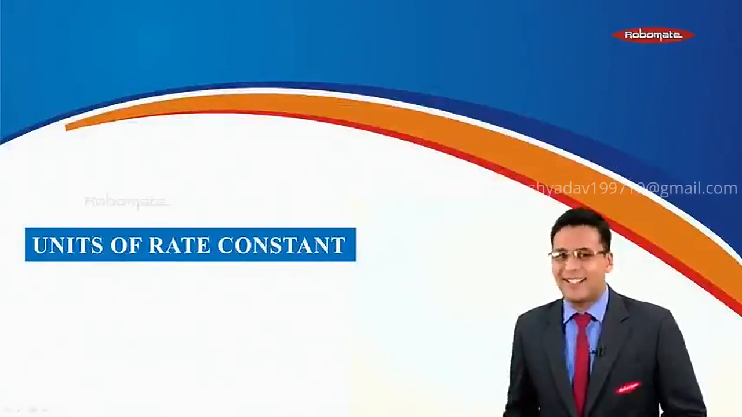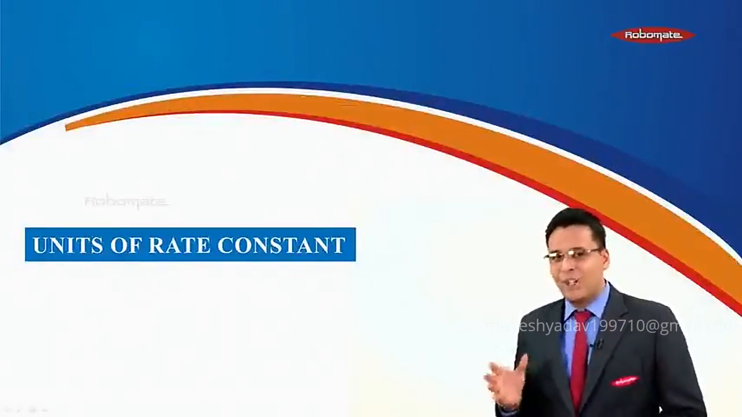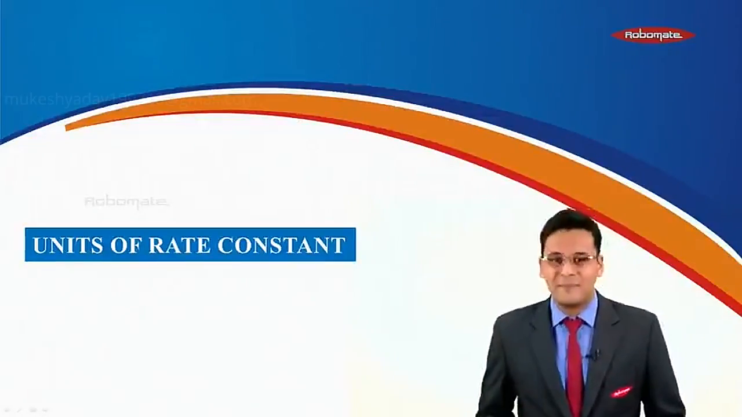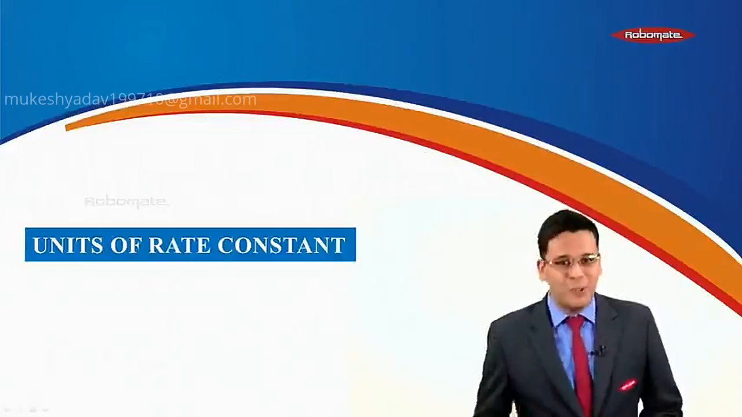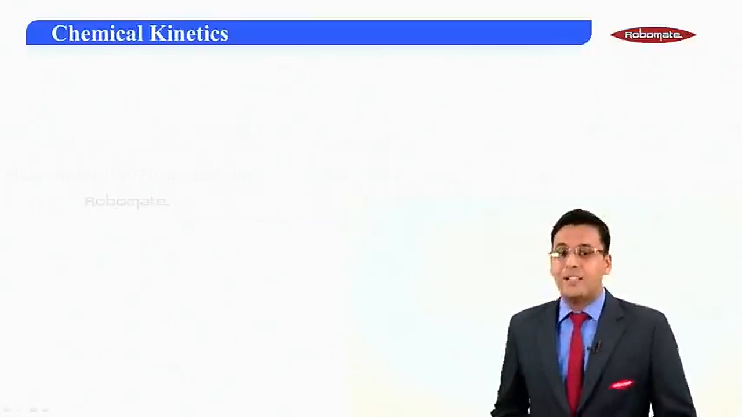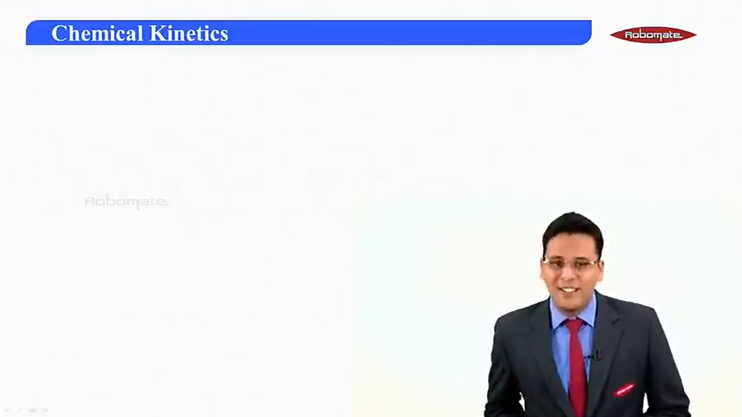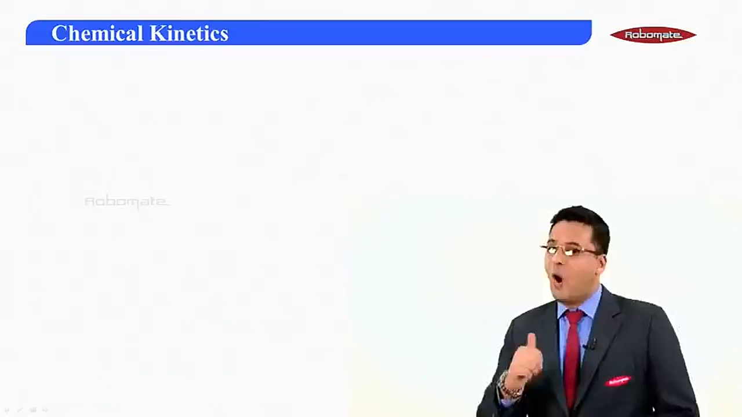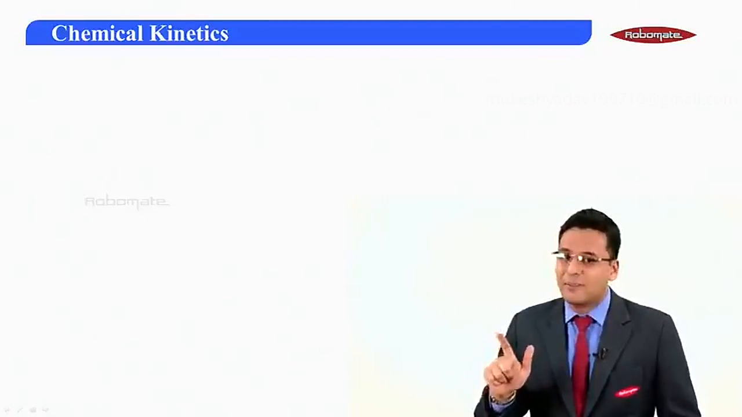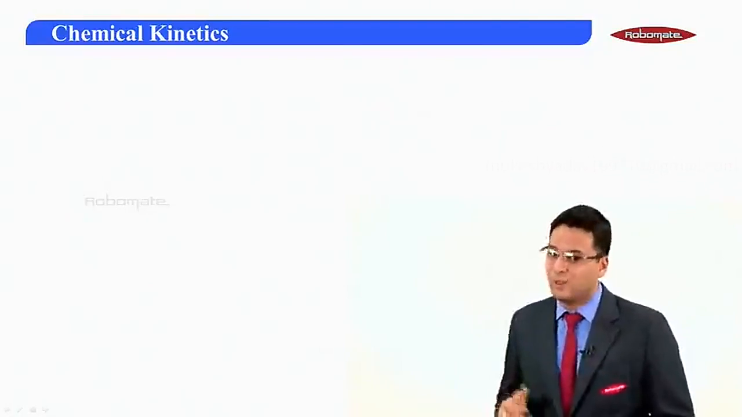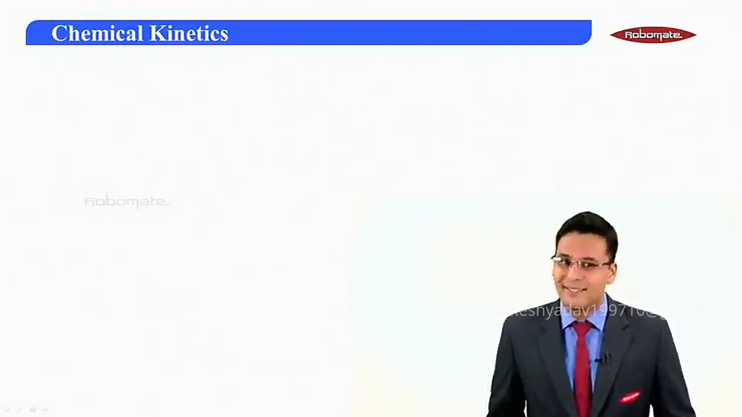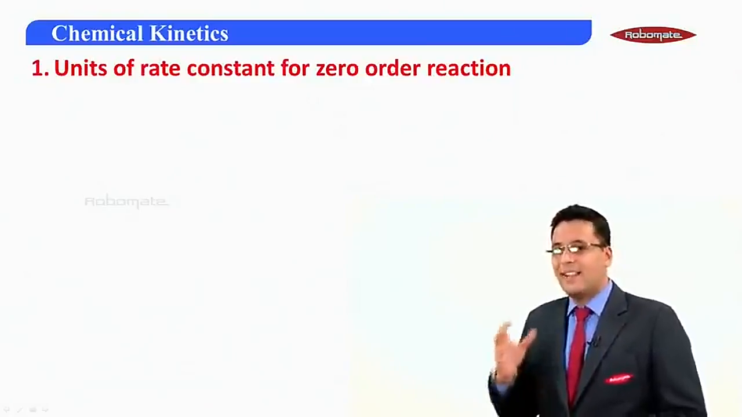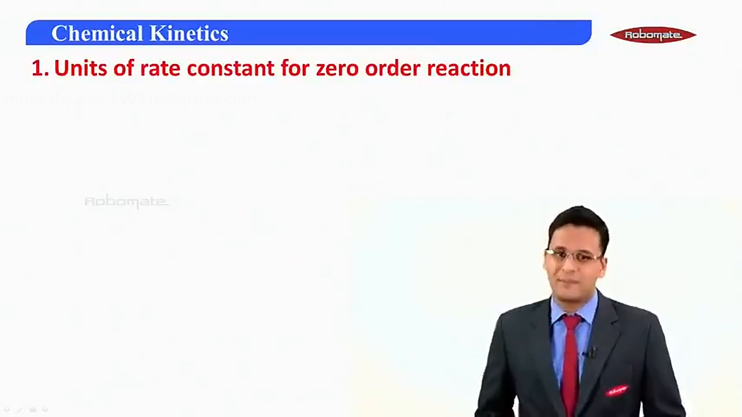Of chemical kinetics. In this module, we are going to understand units of rate constant. What you really do need to understand though is that the unit of rate constant depends on order of the reaction. Both order and rate constant come from the rate law expression, so they have to be interrelated. Let's take a zero order reaction and understand what will be the unit of rate constant for it.